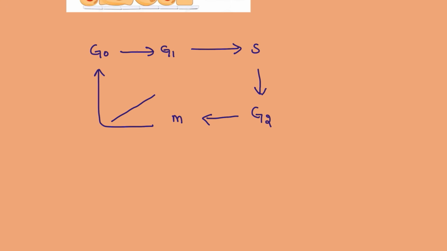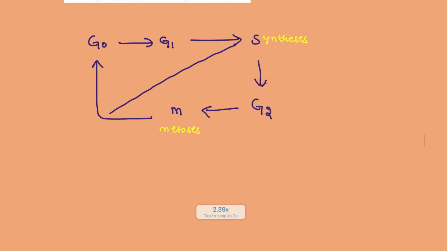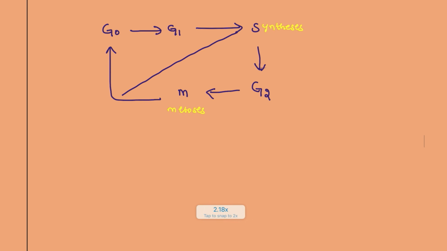So this is divided into two types, right? Next, what is this above phase? This above phase is for synthesis, and this below phase is for mitosis. Okay, the above phase is for synthesis, the below phase is for mitosis, and the cells will be present here.